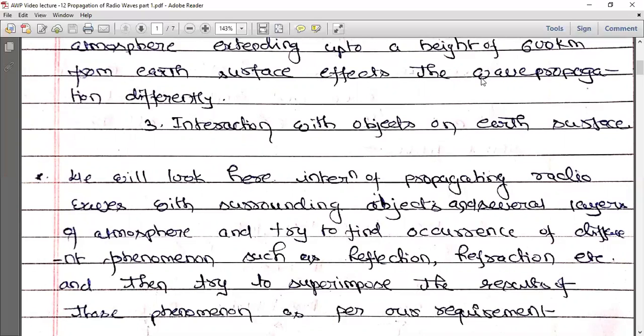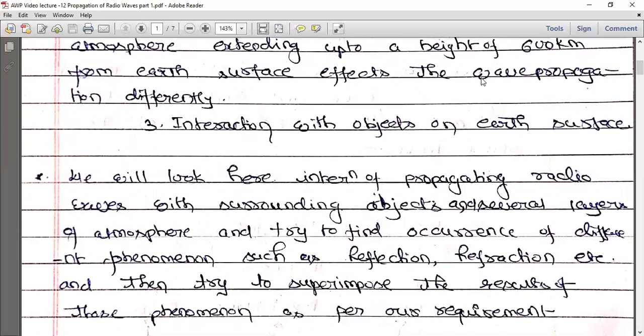And such an environment is known as a multipath environment, which is very frequently encountered in cellular mobile communication, where the transmitter and receivers are generally in a rural area or urban area, and the distance between them is not very large. Okay, so these three are very important factors which affect the radio wave propagation.